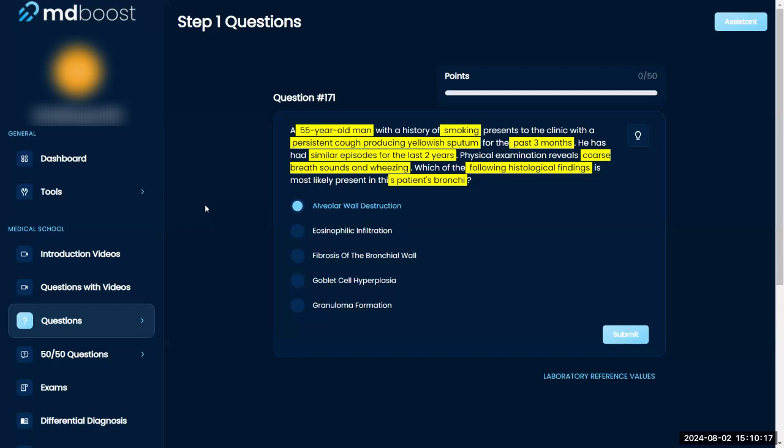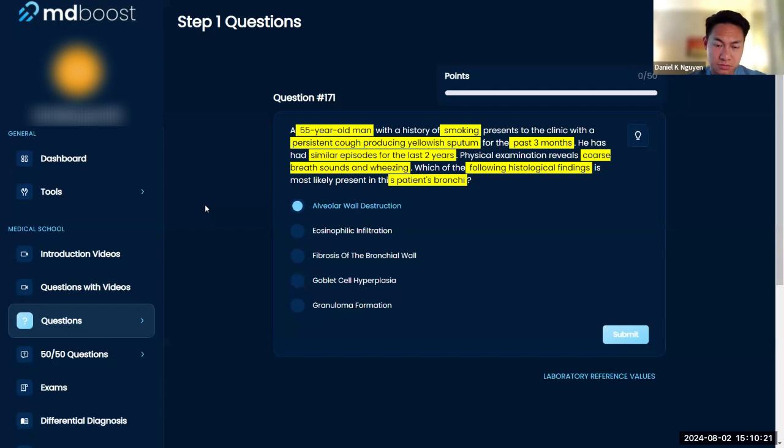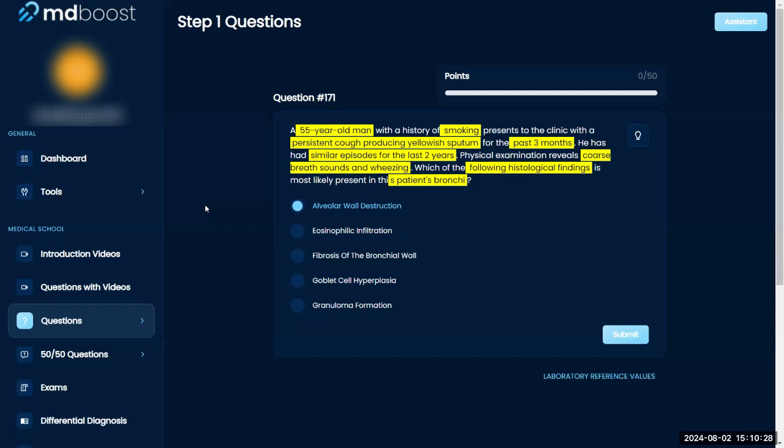It's one of the restrictive diseases, something like that. Goblet cell hyperplasia, I'm thinking of bird stuff. And then granuloma formation, I'm thinking of sarcoidosis. So that's why I was like, okay, alveolar wall destruction. It makes sense because I know it would be those type 2 pneumocytes and stuff like that. So I would go with that.